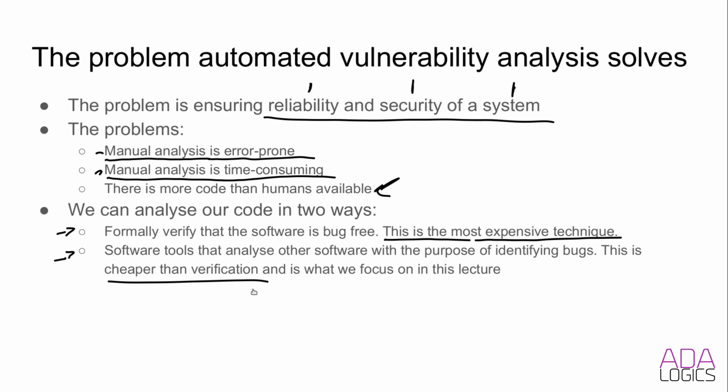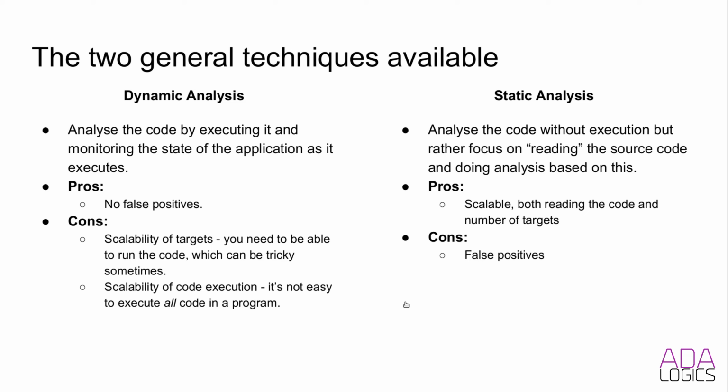This is cheaper than verification, and is also what we are going to focus on in this lecture. In general, when we do automated software analysis, there are two main techniques we can use: dynamic analysis and static analysis. Each of these has quite different properties. When you find tools within each of these categories, you will find that the tools have pros and cons in quite different areas. In dynamic analysis, we analyze the code by executing it and then monitor the state of the application as it executes.